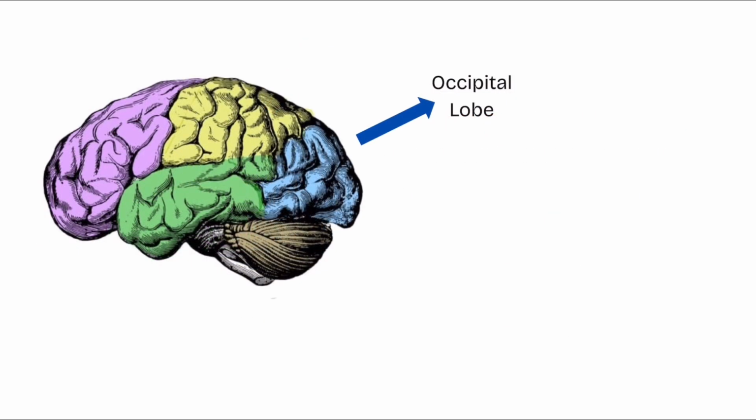Third is the occipital lobe. The occipital lobe is responsible for vision. It decodes the information coming from the eyes and produces the pictures that we see.